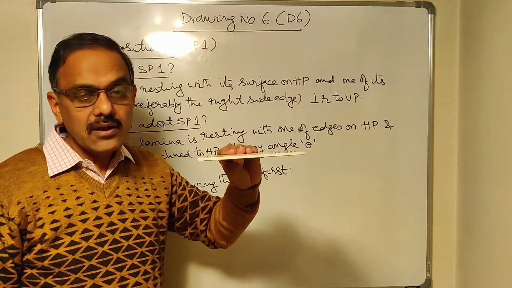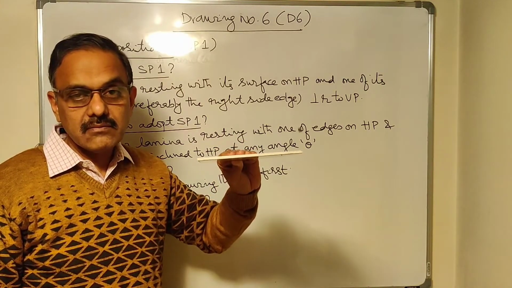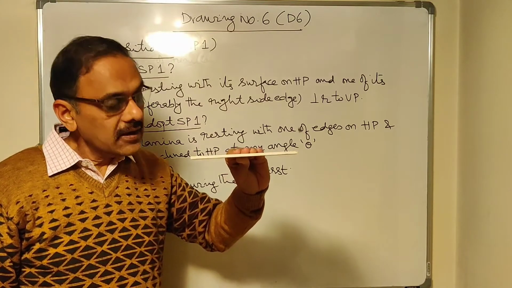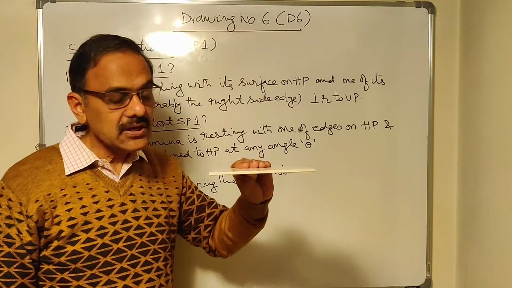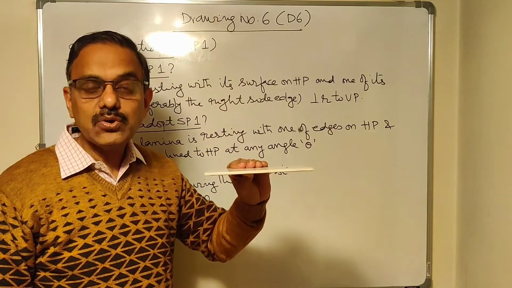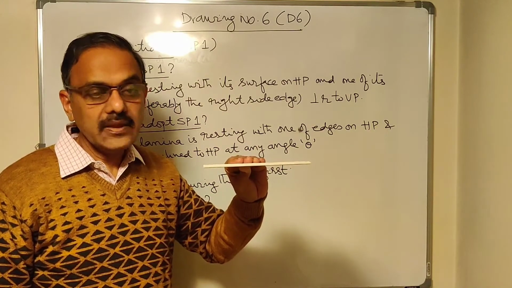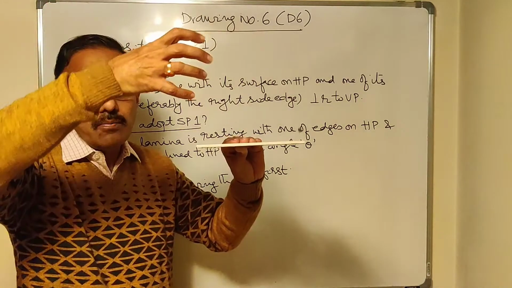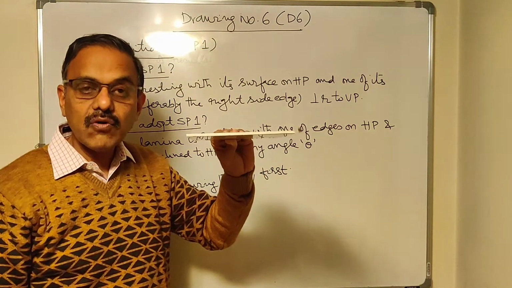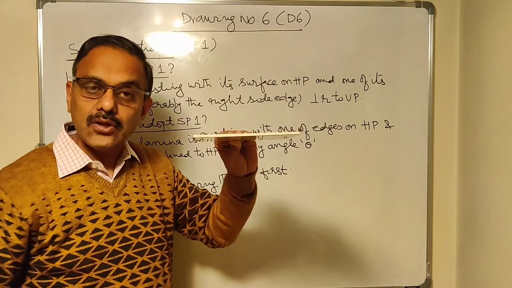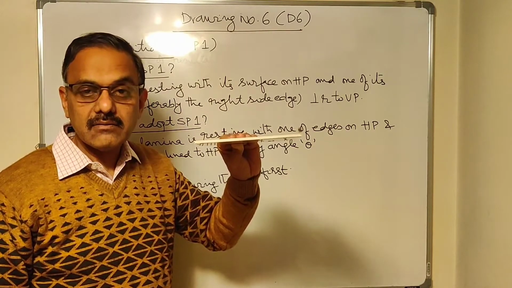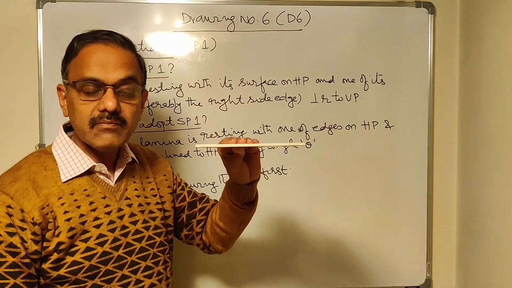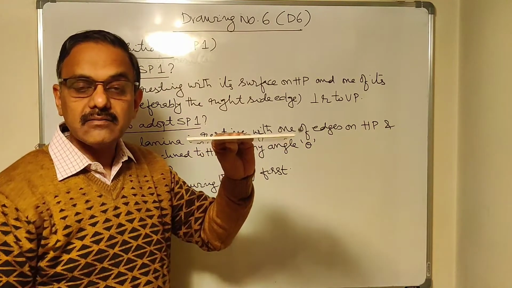Why should I adopt simple position as the first step? When the lamina is placed like this, it is very easy to draw the top and front views. Can you tell me what the top view will be in this position? When you look from the top and project it on HP, you get a regular square. Then what will the front view be? The front view is just a line.